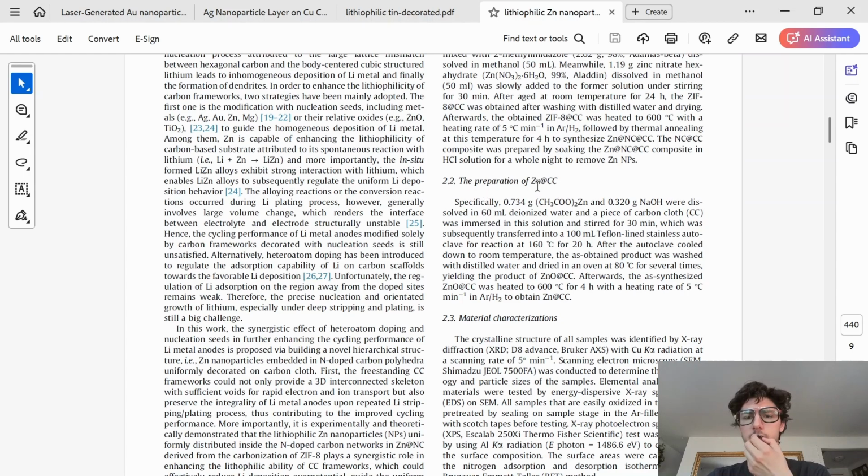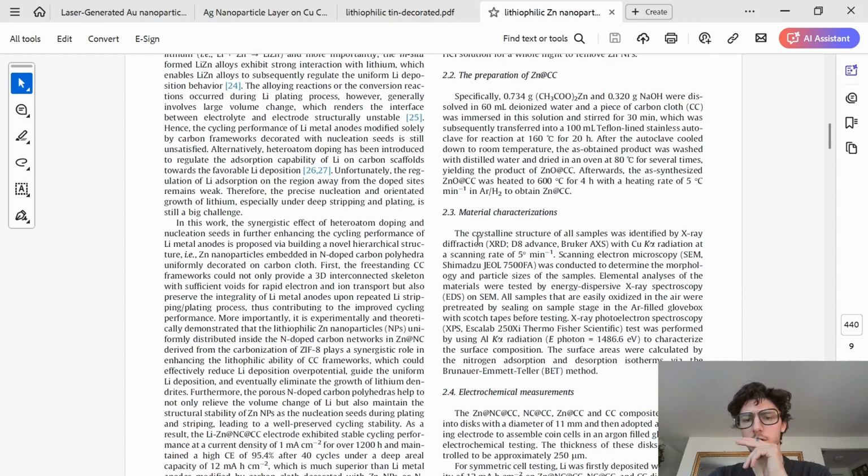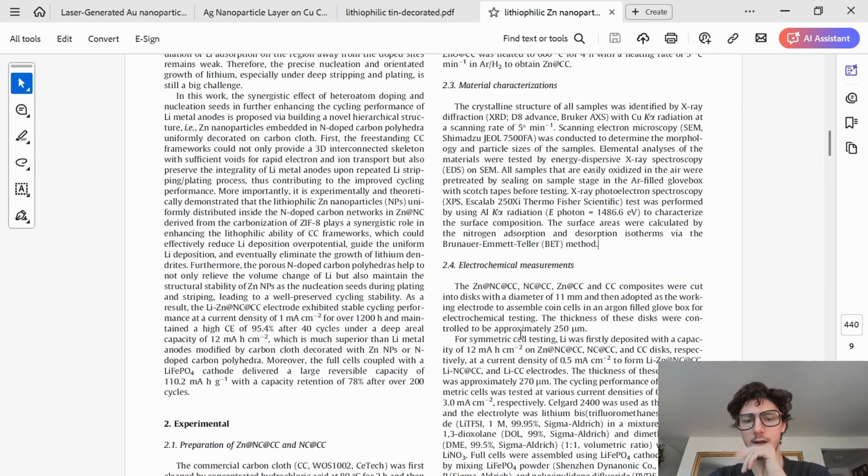Okay, preparation of zinc and carbon cloth. So we got this amount of sodium hydroxide dissolved in this, immersed, stirred, subsequently transferred to 100 mils of this autoclave, 160 degrees, 20 hours. Cool. Material characterization, again, some interesting material characterization. Not going to read that right now.